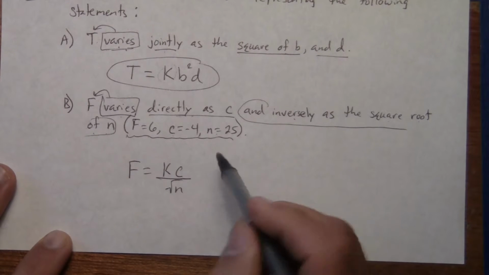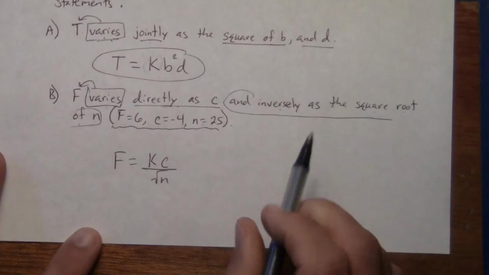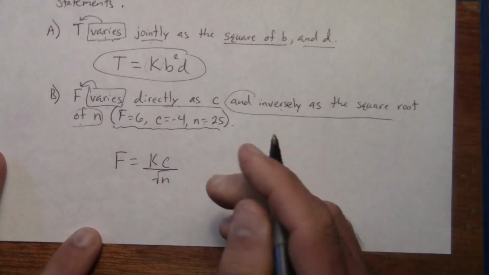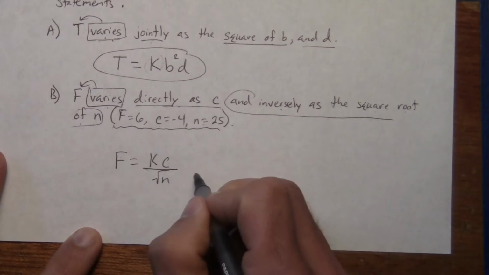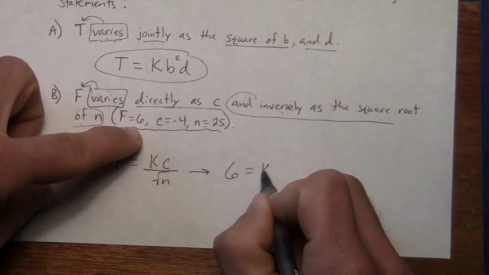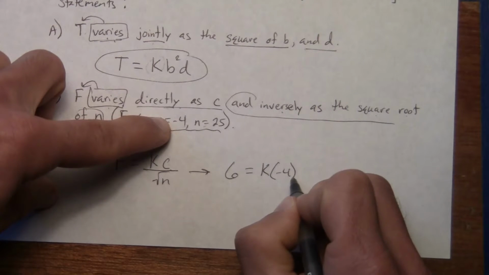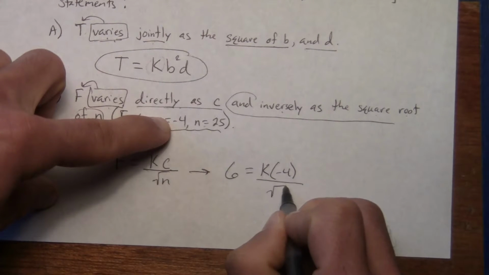Now we are going to do another step here. I'm going to plug these three numbers in and figure out what is the actual k number. So this is kind of like the last chunk of problems that you end up doing for the homework, where I'm going to say, okay, f is equal to 6. k, I don't know that. That's the constant of variation. I'll figure that out later. c is negative 4. And n is the square root of 25.